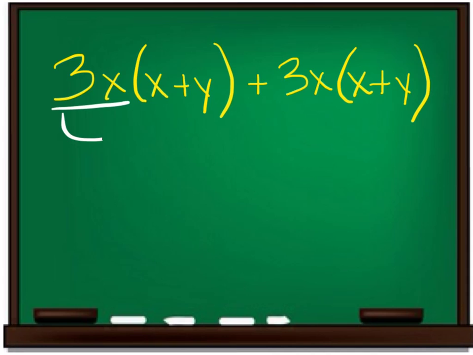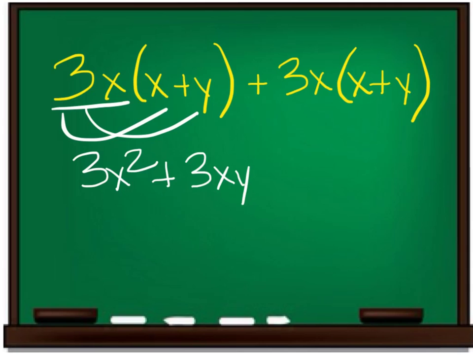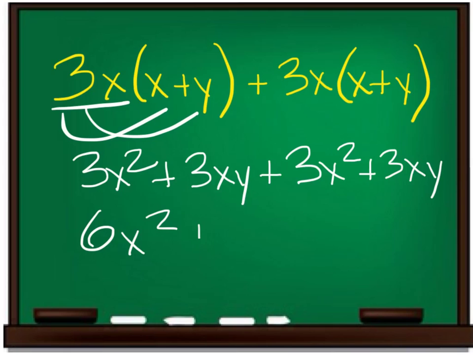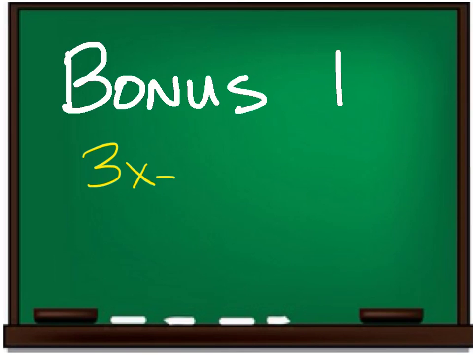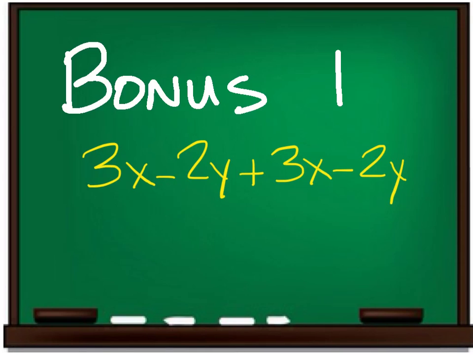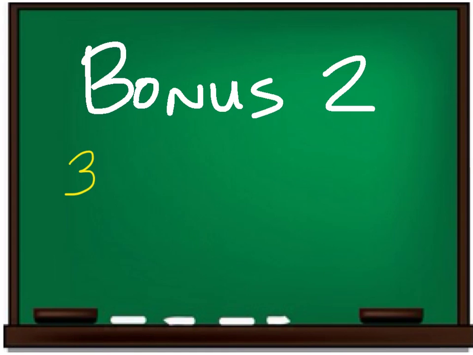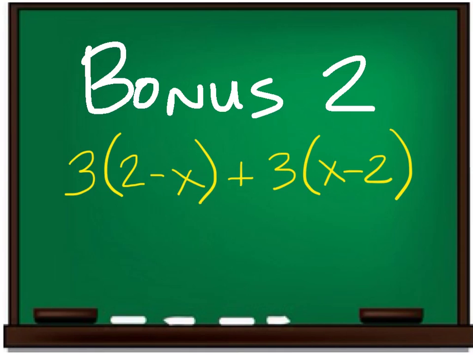On the practice, 3x times x is 3x squared, and times y is 3xy. And then on this side, you have the exact same thing, 3x squared plus 3xy. 6x squared plus 6xy is the answer. Answer on bonus 1 is 6x minus 4y. Answer is 0 on bonus 2.